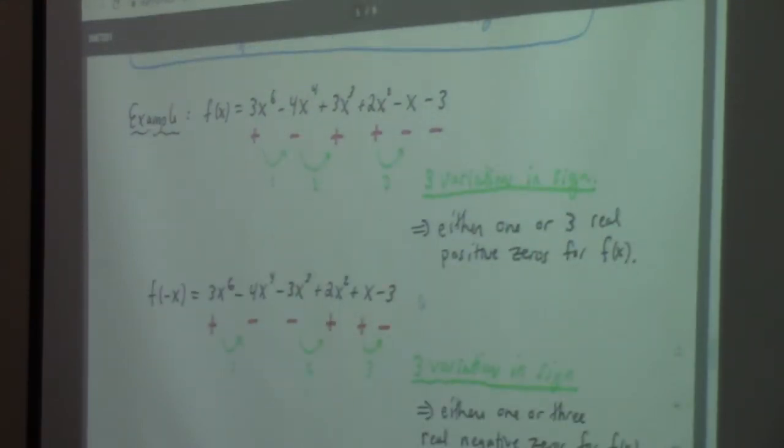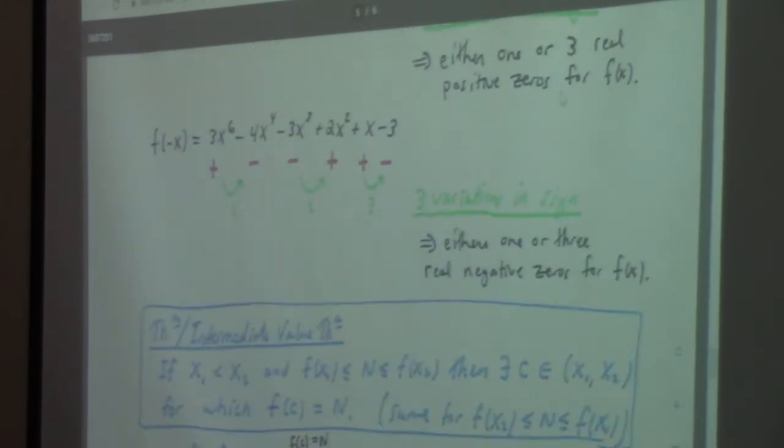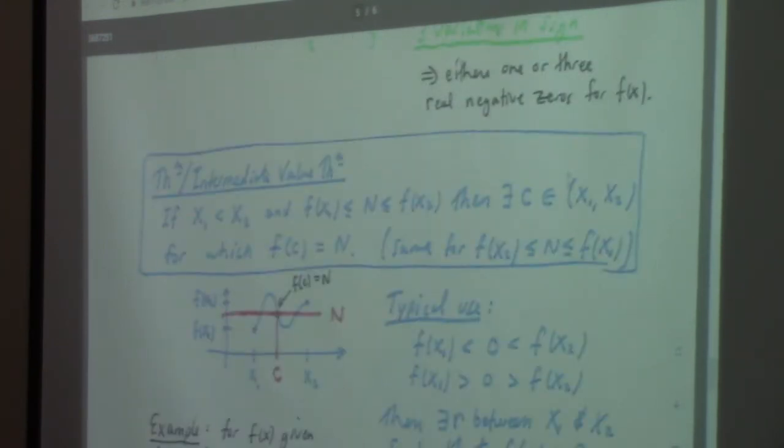And then here's the f of minus x. It has 3 variations of sign, so that means it's either 1 or 3 negative real zeros. But anyway, I just mentioned it in passing.